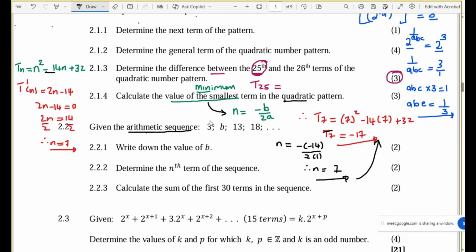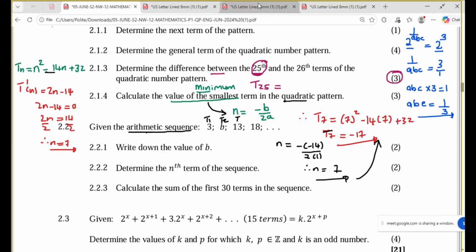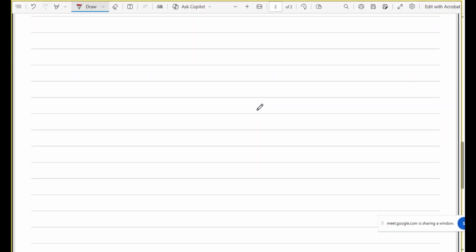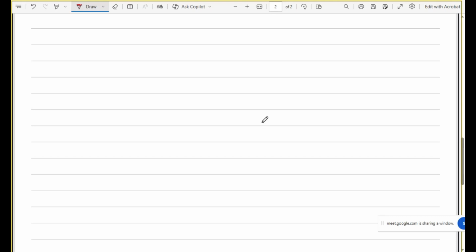Write down the value of b. If this is T1, T2, T3, let's write that sequence down, then solve for the value of b. For 2.2, we are given the sequence 3, b, 13 and 18. If you still remember, to check if this is arithmetic: arithmetic has a constant difference, meaning that T2 minus T1 will be equal to T3 minus T2.